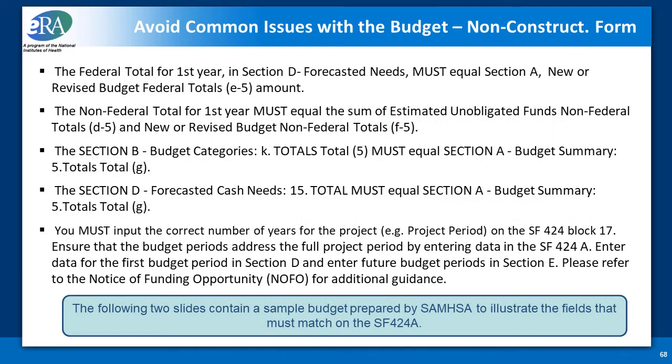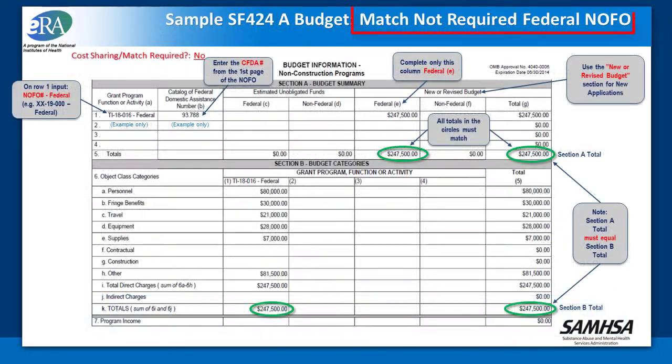These budget errors are listed for your reference, but they are much easier to understand with a visual aid, so we have a sample budget prepared in the next 2 slides. This first budget is for NOFOs that do not require matching funds. In Section A, Row 1, input the NOFO number, dash federal, in column A, and then enter the CFDA number in column B. Enter your requested federal total in Row 1, column E. This will populate the amount down into Row 5, the totals row.